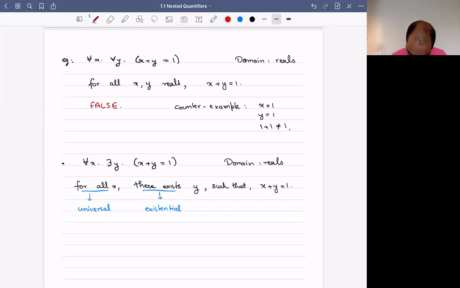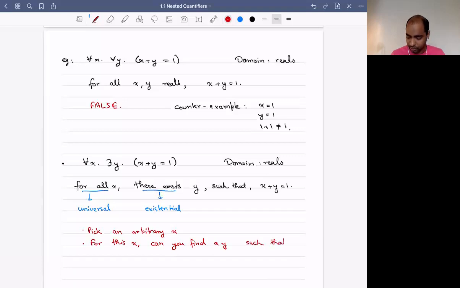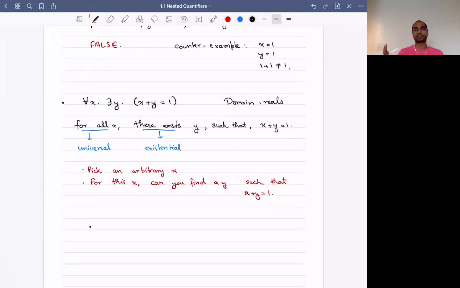And instead of writing too many things, I'm going to write it like this. Pick an arbitrary x. For this x, can you find y such that x plus y equals 1? Is this statement true? So first I'm saying pick an arbitrary x.